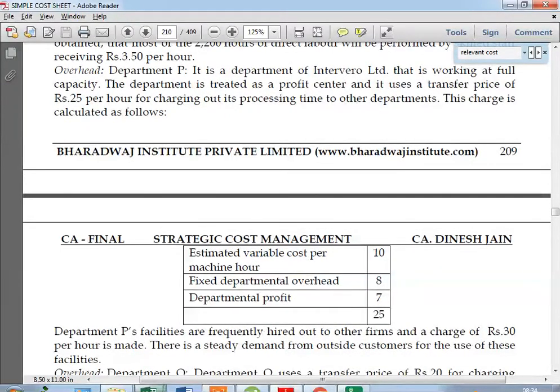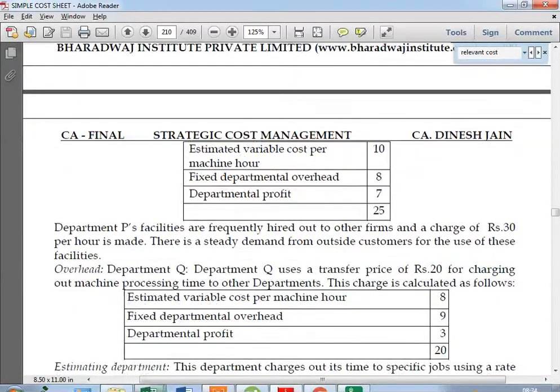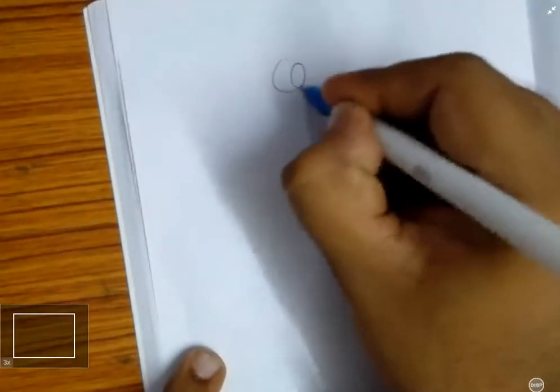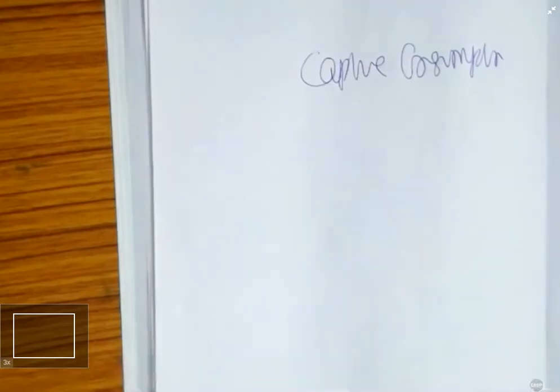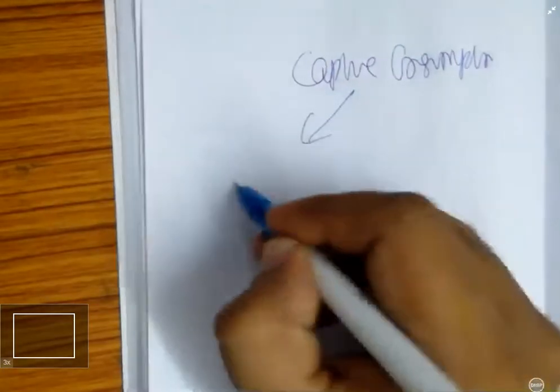Department P's facilities are frequently hired out to other firms. Department Q uses a transfer price of 20. The charge is calculated as below. Now, for captive consumption, two possible scenarios can exist in a question. In one scenario, whatever captive consumption department we are doing, it has outside demand.